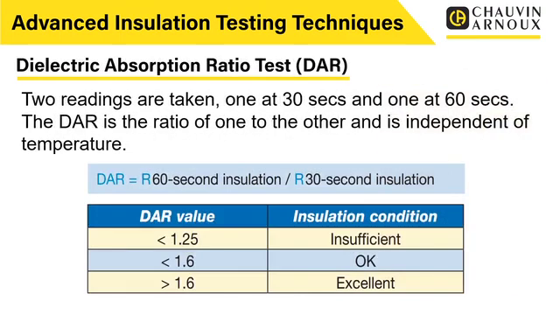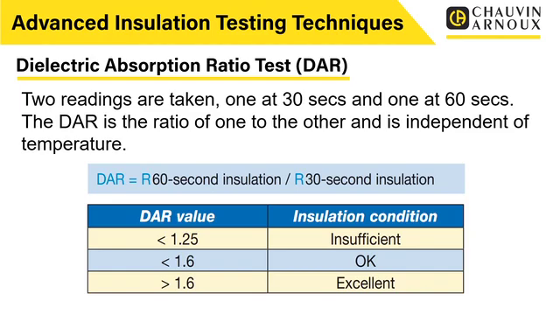Now the first test that we're going to look at here is the dielectric absorption ratio test, or DAR test. As we said, this is a ratio, so two readings are taken. The first one is taken at 30 seconds after the start of the test, and the second reading is taken at 60 seconds. The DAR is the ratio of one to the other and, as we said before, is independent of temperature. So we take the resistance reading at 60 seconds, divide that by the resistance reading at 30 seconds, and then we get a value.